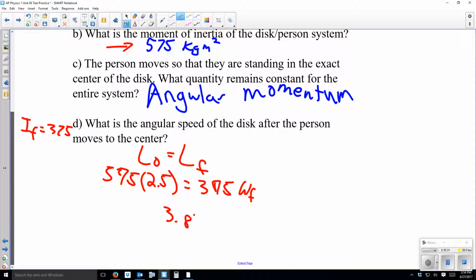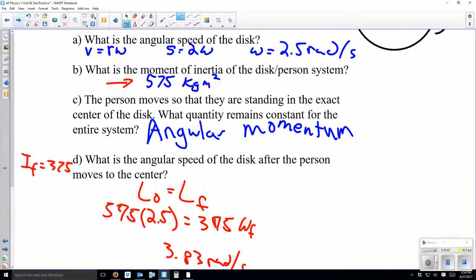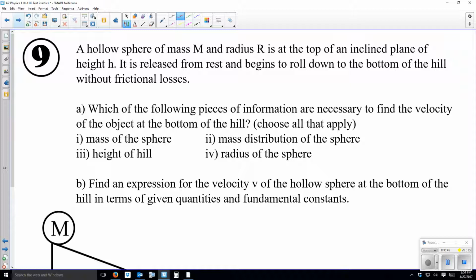And the last, I've got a couple more problems. I got two more problems here. So a hollow sphere of mass m and radius r is at the top of an inclined plane. We talked about this problem, essentially. Which of the following pieces of information are necessary to find the velocity of the object at the bottom of the hill? That's a little different.